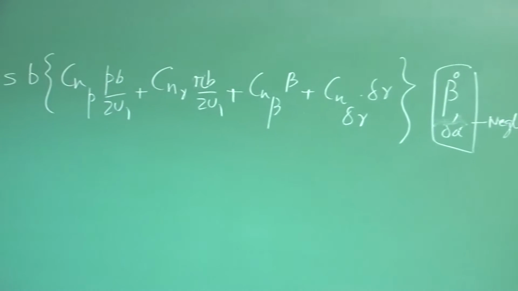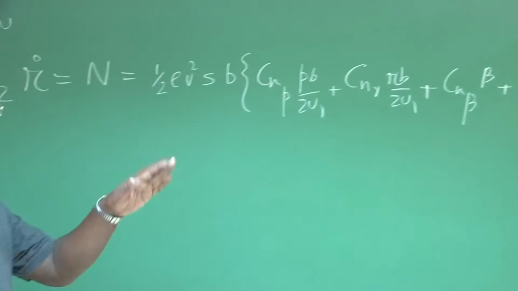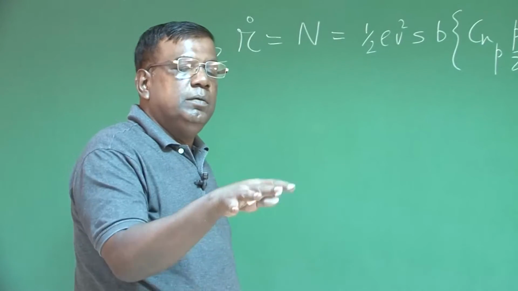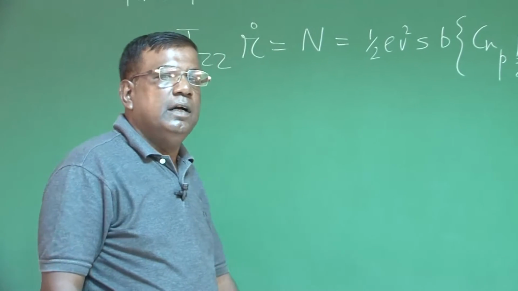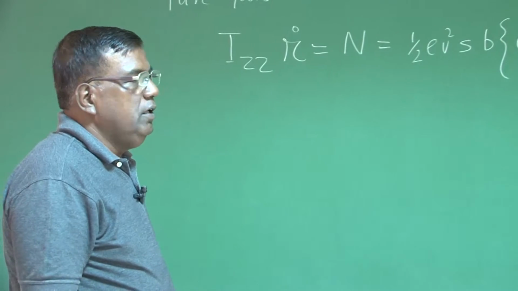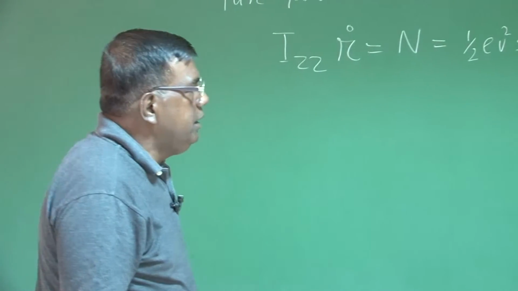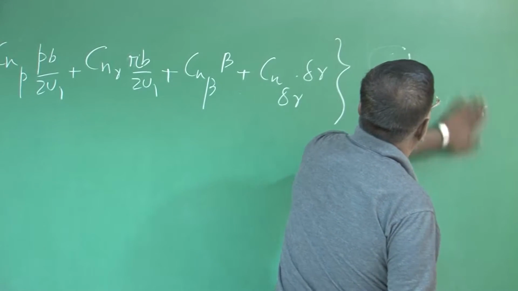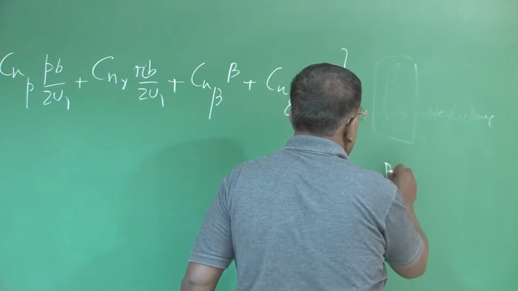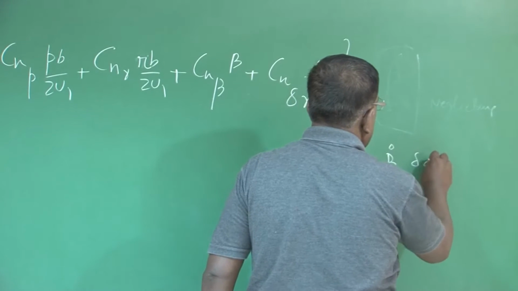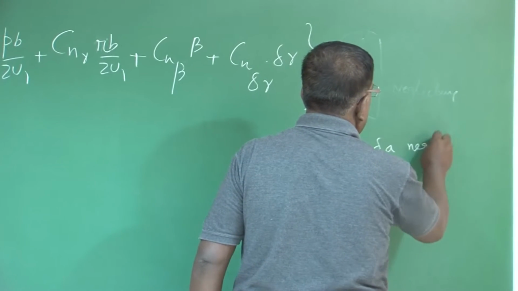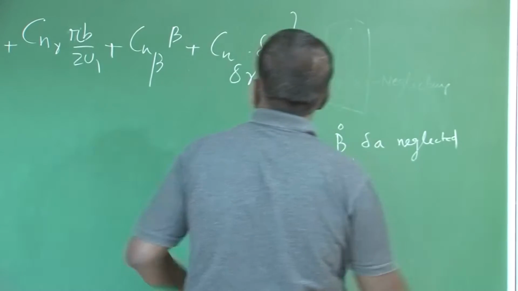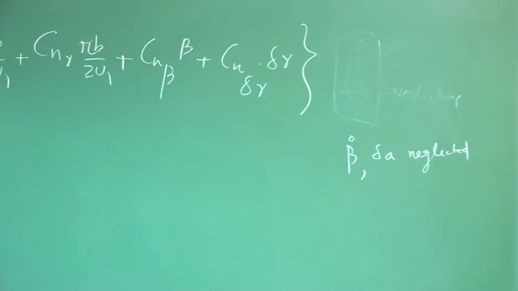You know, beta dot is like alpha dot for the longitudinal plane, and beta dot is because of sidewash, the rate of change of sidewash, especially on the vertical tail, which I am neglecting. It should not confuse you, so let me erase this part. I write here that beta dot and delta A effects are neglected. So this is the equation I have got.